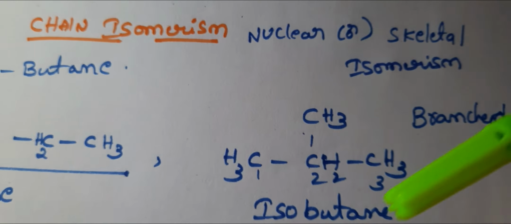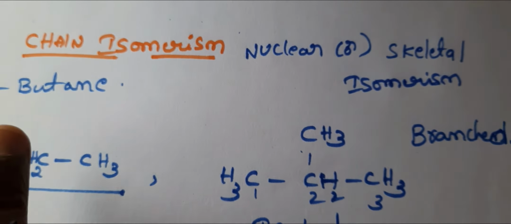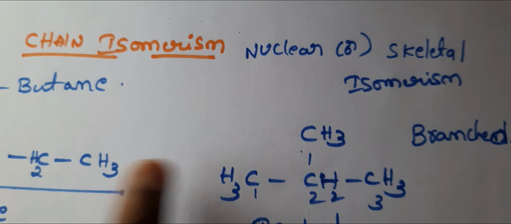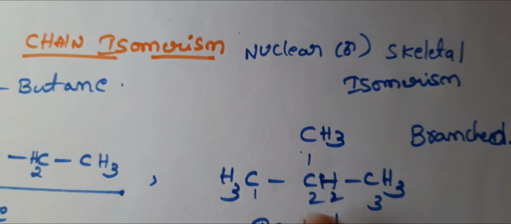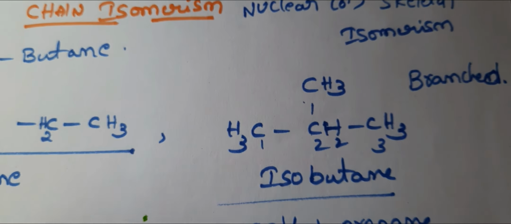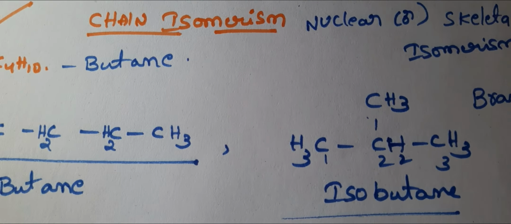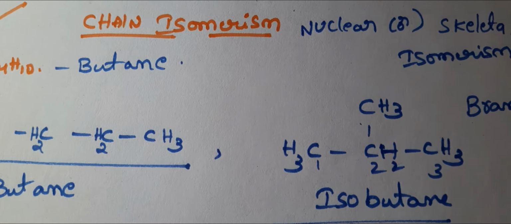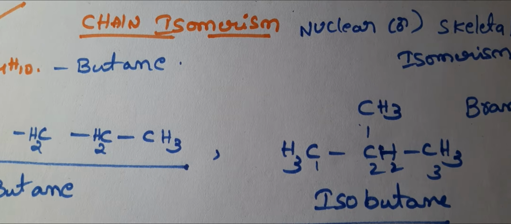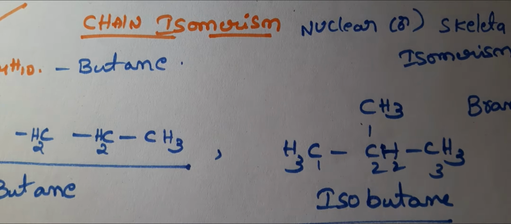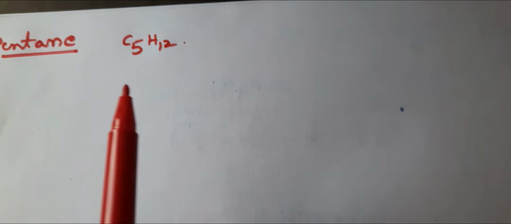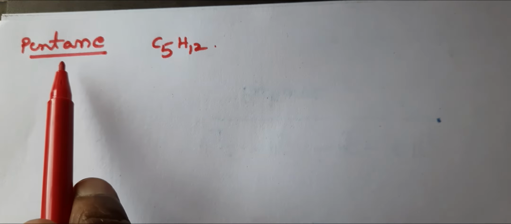How do we tell them apart? Chain isomers belong to the same compound, showing different chains: a straight chain and a branched chain. So this is about chain isomerism. We have taken butane as an example. The next example I am taking is pentane.